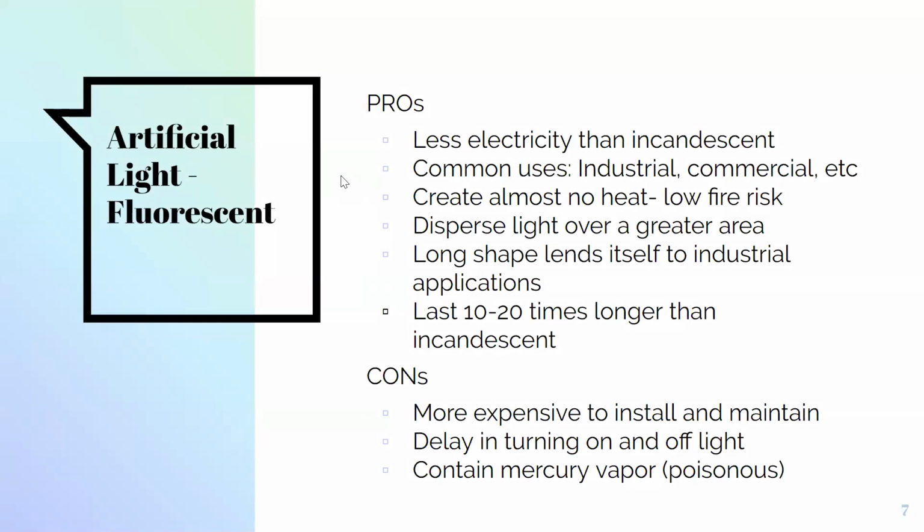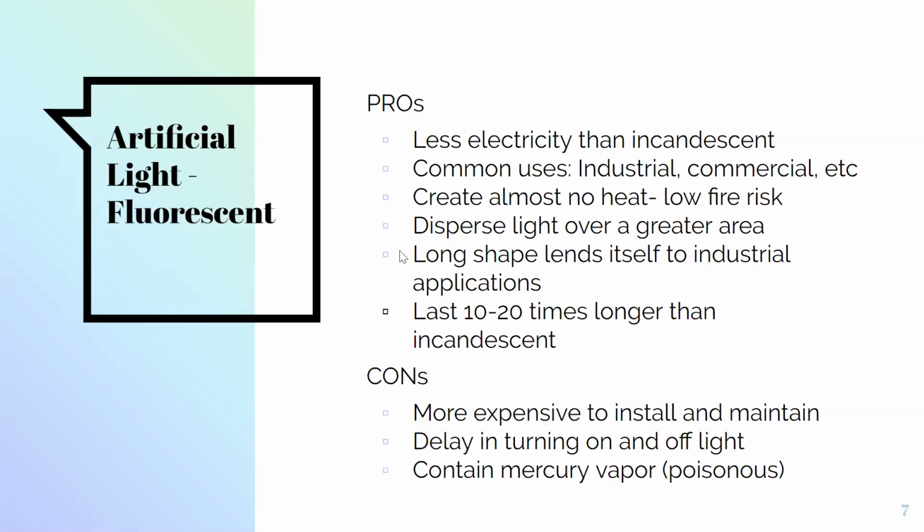For fluorescent lights, the pro is that they're more efficient than traditional incandescent filament bulbs. They're used in places like schools or hospitals, anywhere where there's a huge amount of light being used, because it reduces electrical costs. They create almost no heat, so it's a low fire risk. They disperse light over a great area.